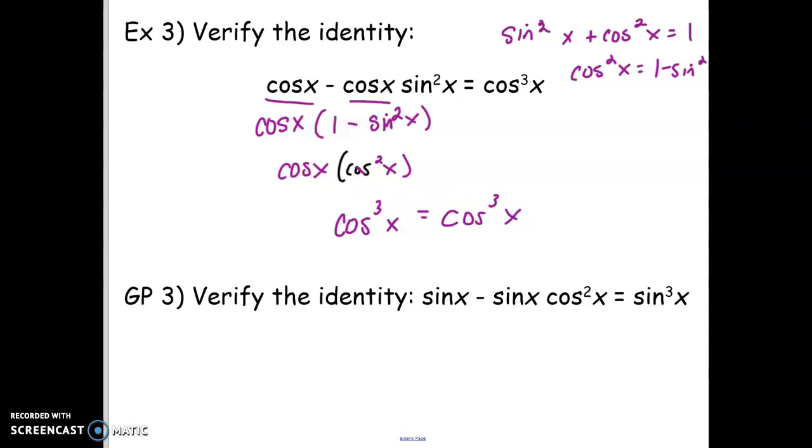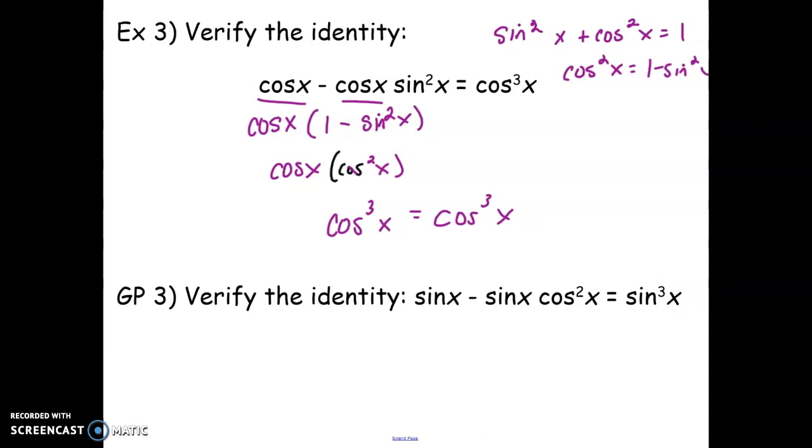Again, go ahead and hit pause. See what you can do there. Try the next one, very similar. And when you're ready, move on to the next problem.